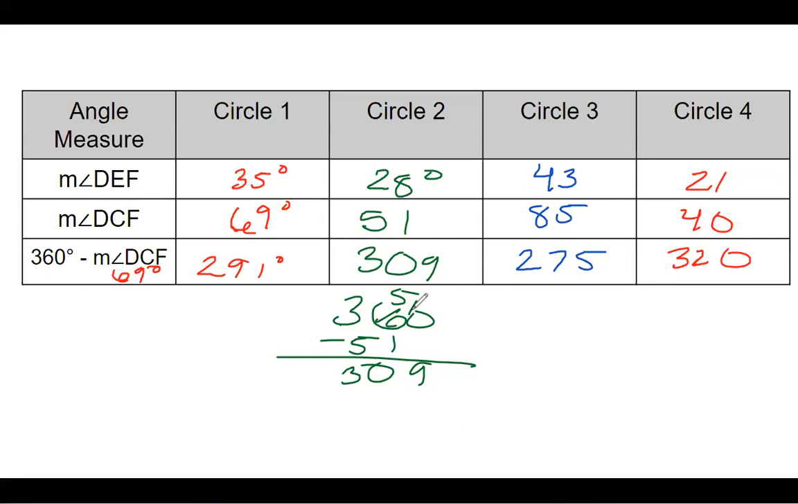Let's go ahead and say we had to double this measurement. 35 times 2. It would be what? 70. Is it close to 69? Let's go ahead and do 28. 28 times 2. 56, is it very close to 51? What about this one? 43. 86, is it equal to 85? And what about this one? 21. 42, very close to 40.